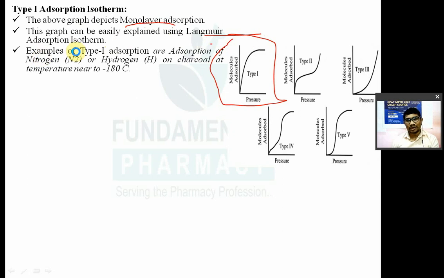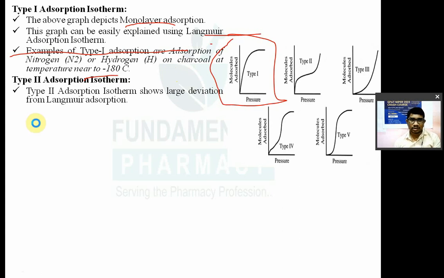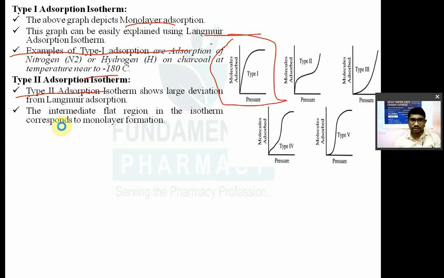Examples of type 1 adsorption are nothing but the adsorption of nitrogen or hydrogen on charcoal at minus 180 degrees. Adsorption of nitrogen and hydrogen on charcoal is nothing but the type 1 adsorption isotherm. Example कभी कभी आता है, example के ऊपर क्वेश्चन. Second आपका आता है type 2. Type 2 adsorption isotherm shows large deviation from Langmuir adsorption isotherm. The intermediate flat region in isotherm corresponds to formation of monolayer.